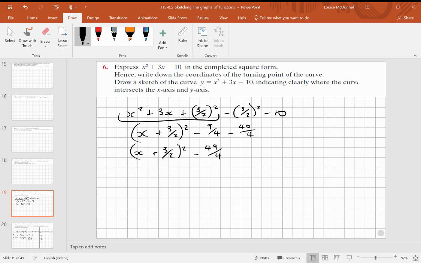So from that, we can say that our minimum turning point, well, we know it's a minimum because it's a U-shaped graph, but our turning point is going to be minus 3 over 2. Remember, if you take it out of the bracket with the x, you change the sign, and this just stays as it is, and minus 49 over 4. So that would be 12 and a quarter, 12.25. So that's your minimum turning point.